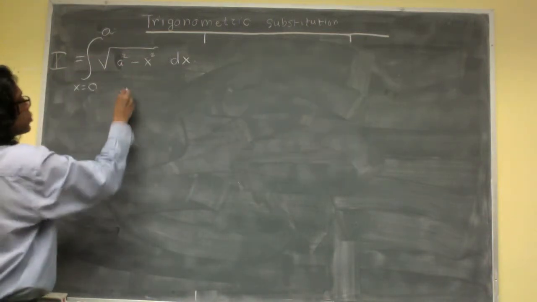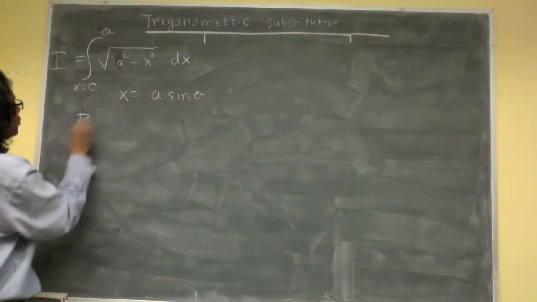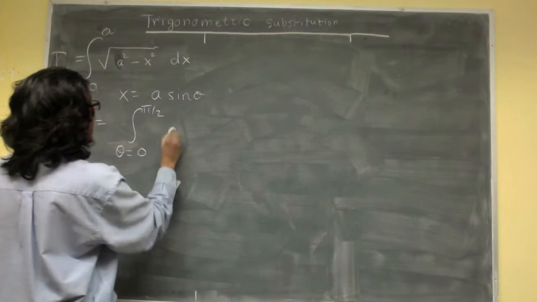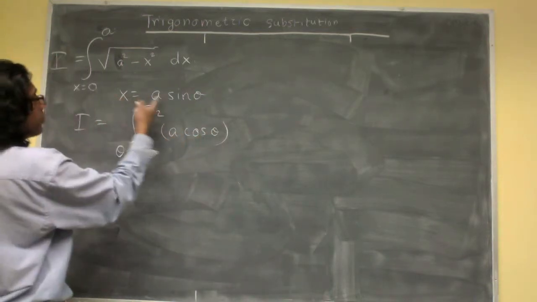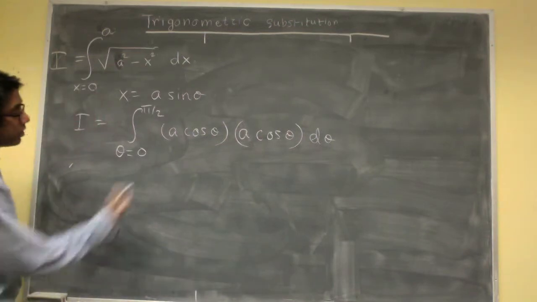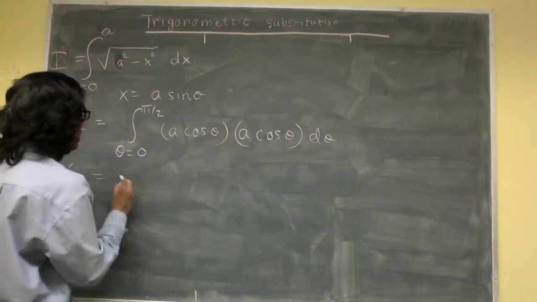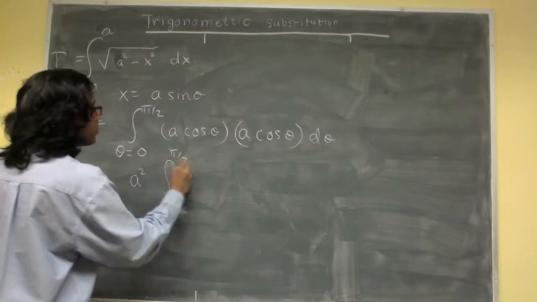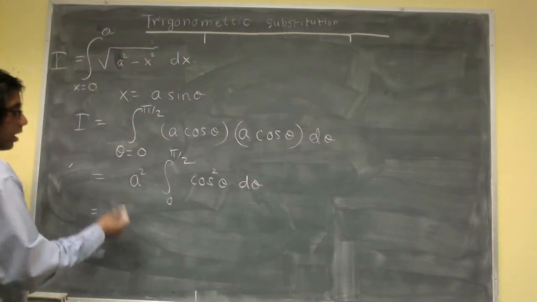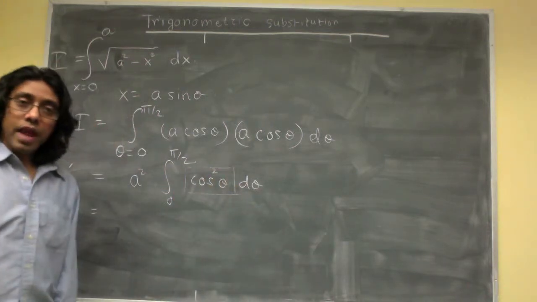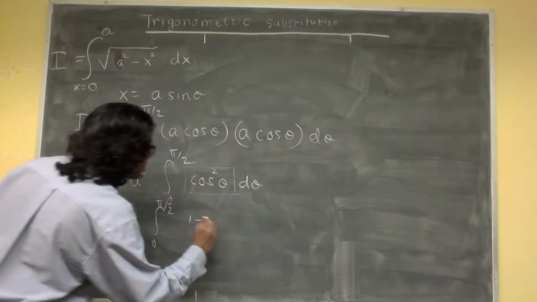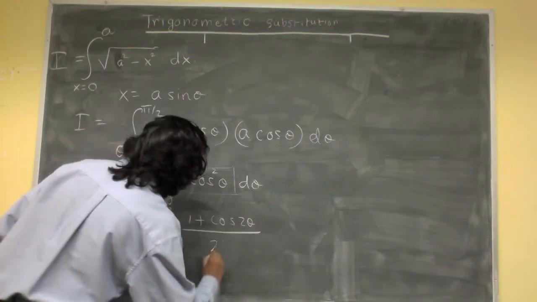So this integral, after the substitution x is equal to a times sine of theta, becomes I equal to the integral with theta going from 0 to pi over 2 of a times cosine of theta, and if x is equal to a times sine of theta, dx becomes a times cosine of theta d theta. So essentially we have this integral to solve, and a squared comes out, integral 0 to pi over 2 of cosine square theta d theta. To solve this integral, you use the half angle formula, which says that cosine square theta is 1 plus cosine of 2 theta divided by 2.